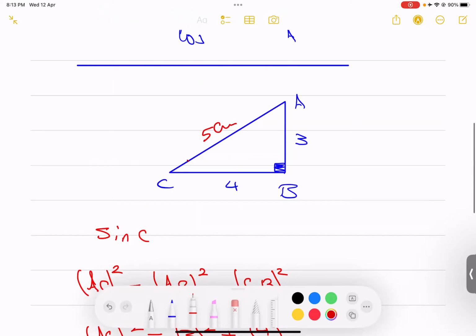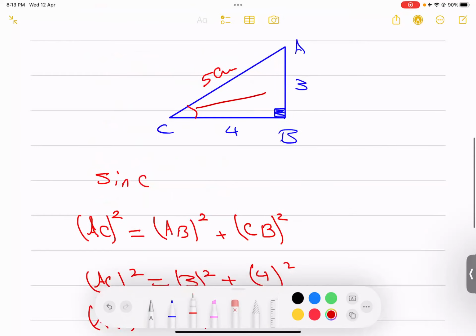And right now he asked me to get the sine of C. It's obviously clear that whenever you want to get the sine, you have to apply opposite over hypotenuse. So we have the opposite and we have the hypotenuse. This one is supposed to be 3 out of 5. Did you get it?